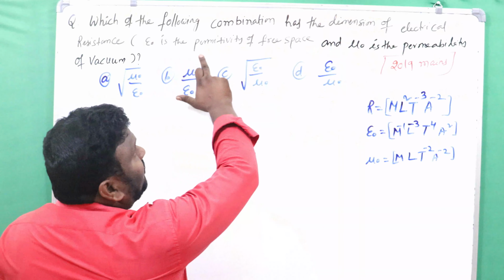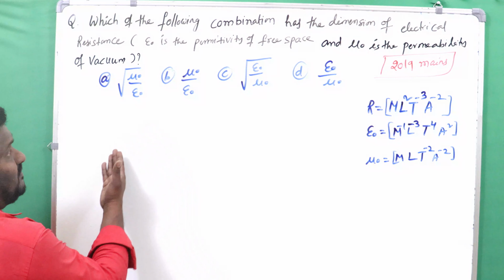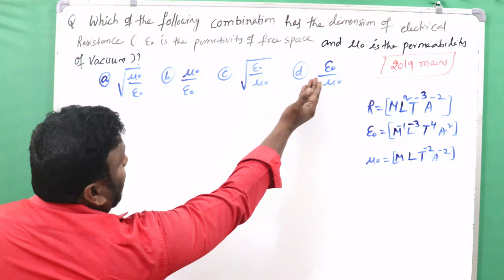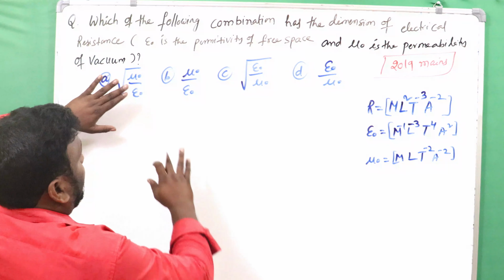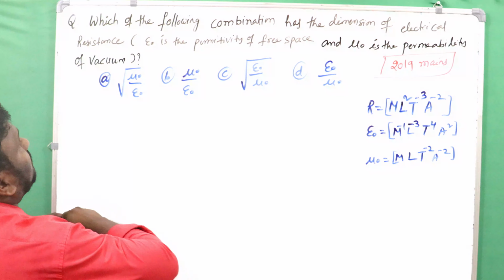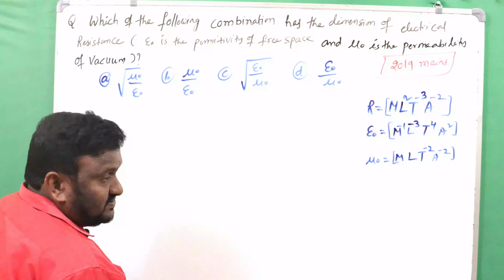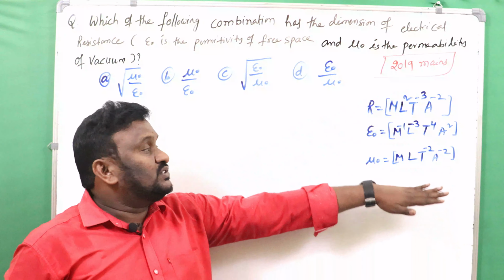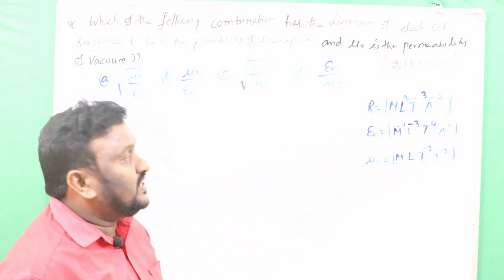This is the permittivity of free space, and mu naught is the permeability of vacuum. Some options are given: under root of mu naught by epsilon naught, mu naught by epsilon naught, under root of epsilon naught by mu naught, and epsilon naught by mu naught. In these four combinations, one combination will give the resistance dimensional formula. We already discussed the different dimension formulas of resistance, epsilon naught and mu naught. To save time, they were already mentioned here.